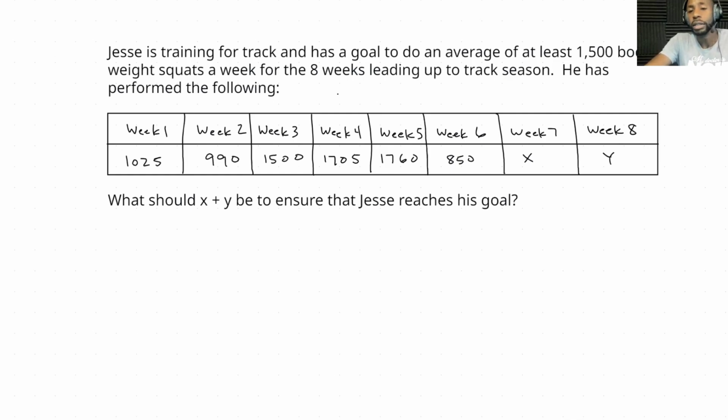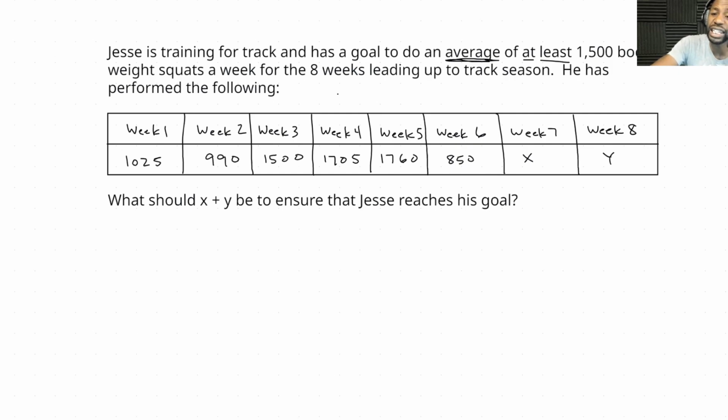Now, let's underline a few key words here. He's training for track. He has a goal to do an average, that's a key word, of at least. That's key as well. Whenever you average something, that means you total up and then divide by the number of things that you added together. At least in mathematical terms means greater than or equal to. So in other words, we're dealing with an inequality here.